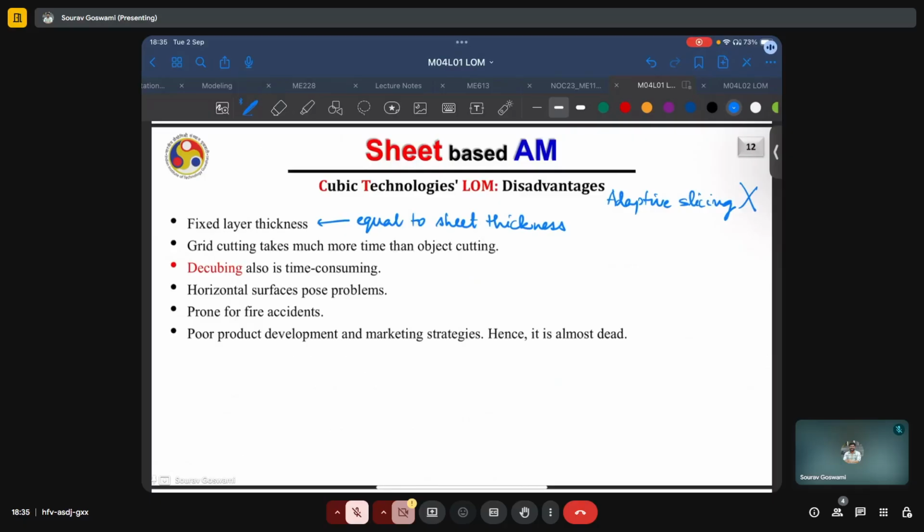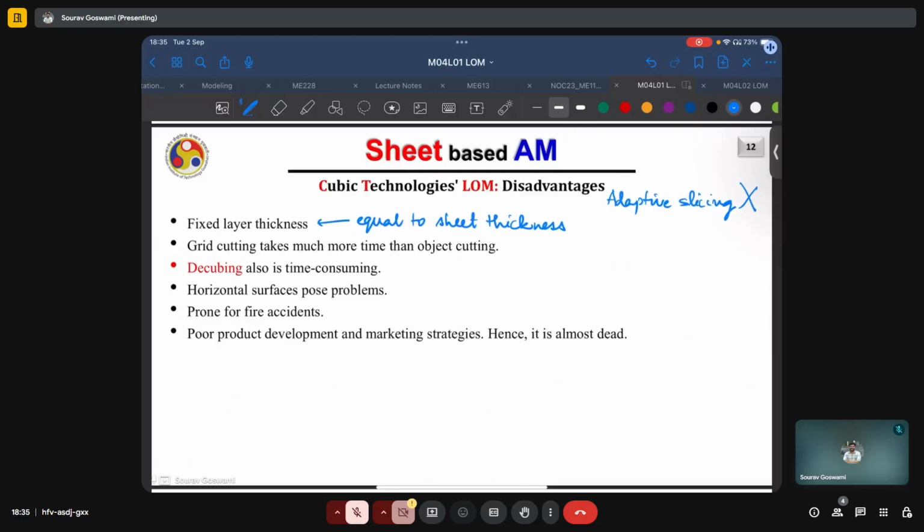Sorry, this is just grid cutting, which is scanning of the unused or non-interest regions in each layer. Decubing, which is the removal of all such regions or the volumes at the end of the printing process, is even more time consuming. Horizontal surfaces will pose problems, and since we are using a paper feedstock, of course, the entire process is highly prone to fire accidents.